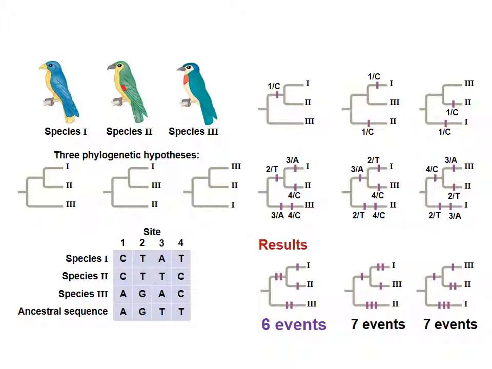So this tree here at the bottom, where there were 6 events that had to occur, is the most likely tree because the other trees took 7 events. But don't worry, I'm not going to give you an example like that. Fortunately, we've got computers to help us with this sort of thing.